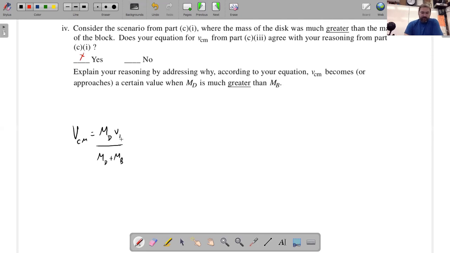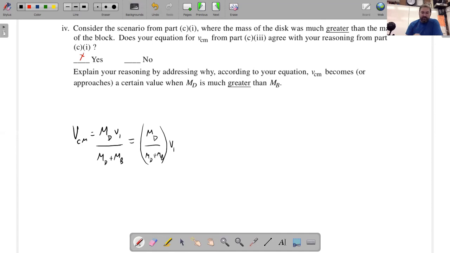So based upon this problem, if m sub d is much greater than m sub b, you really have a ratio here of m sub d over m sub d plus m sub b. This expression can be written slightly differently as m sub d over m sub d plus m sub b times v1. Really, the final velocity of the center of mass of the system is directly proportional to v sub 1 and directly proportional to the ratio m sub d over m sub d plus m sub b.